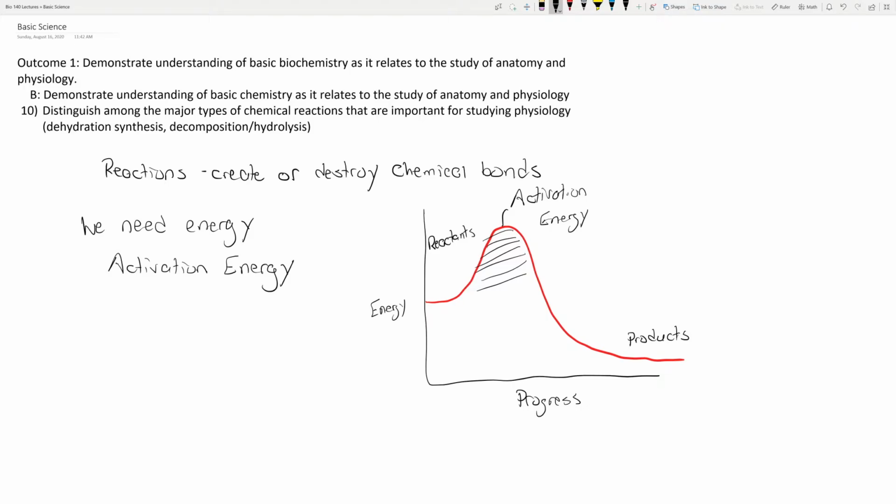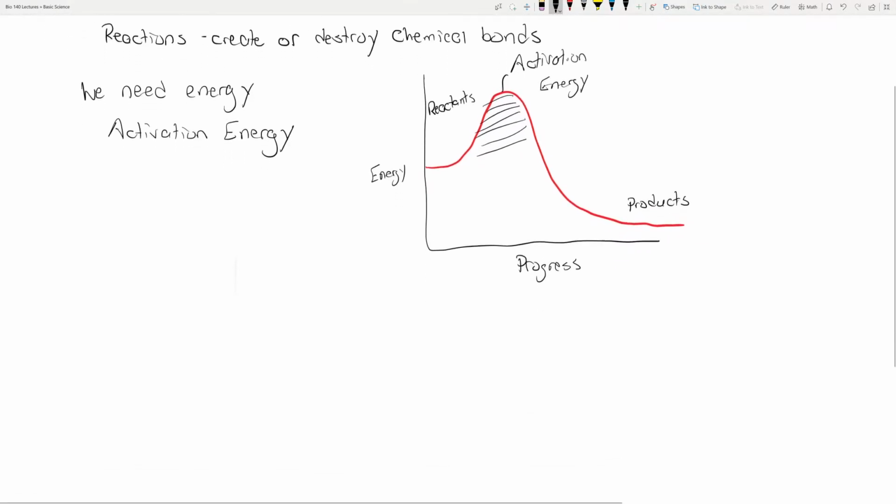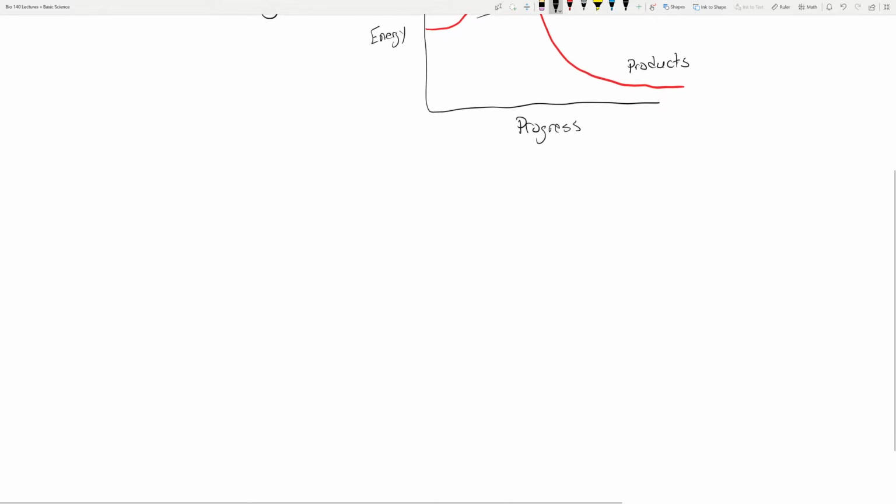Okay? So to summarize, a chemical reaction is a reaction that will create or destroy chemical bonds. What we're trying to work on in a chemical reaction are called reactants. What we're trying to produce are called products. No reaction will occur unless we get over the initial activation energy of the reaction itself. Now we're going to talk about the common reaction types that you need to know about in an anatomy and physiology course.